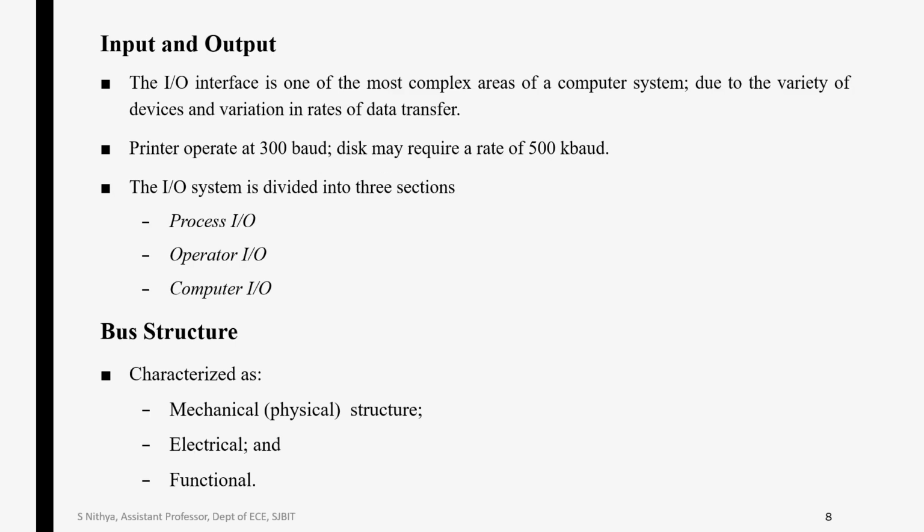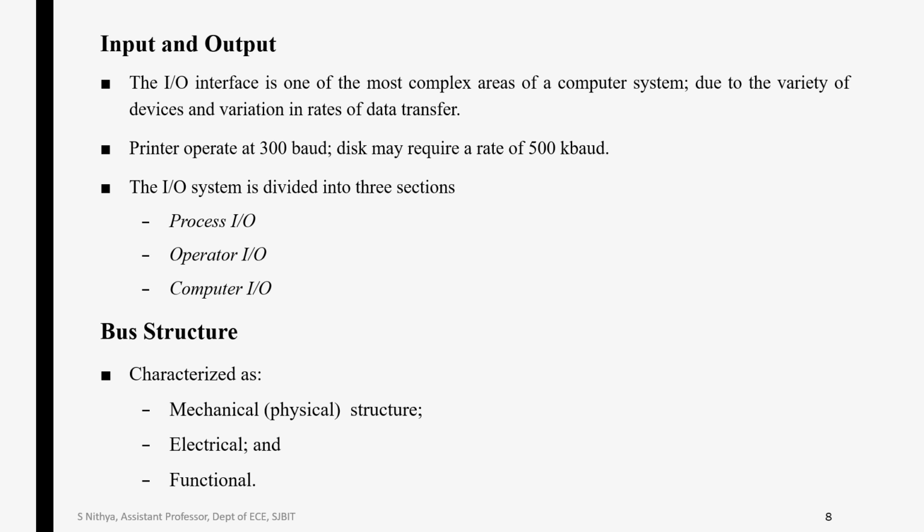And when I come to the input-output systems, the input-output interface is one of the most complex areas of the computer system due to the variety of devices and variations in the rate of data transfer. The printer generally operates at 300 baud. A disk may require a rate of 500 kilobytes. The input-output subsystem is divided into three sections: process I/O, operation I/O and computer I/O. These are the three input-output structures in this input-output subsystem.